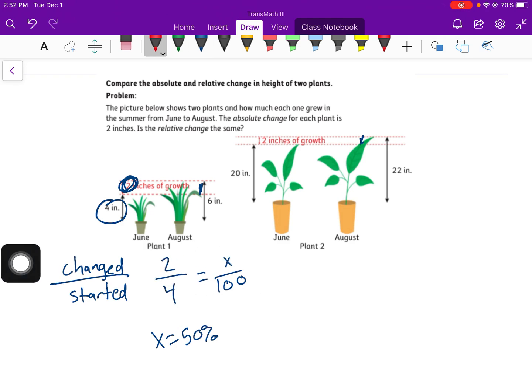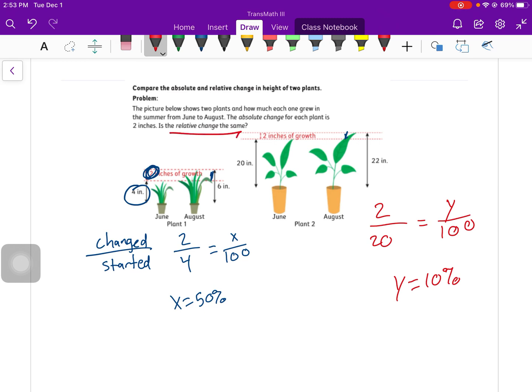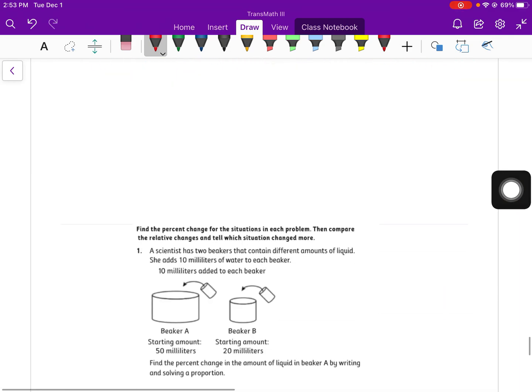going across. For this other plant, it's still a 2-inch change, but this one started at 20 inches. As a percent, this is only going to be 10%. Just put a variable there. So is the relative change the same? No. This smaller plant had a greater relative change because this percentage is bigger than that percentage. All it's saying is this change would be more noticeable than that change. That's all relative change is doing.